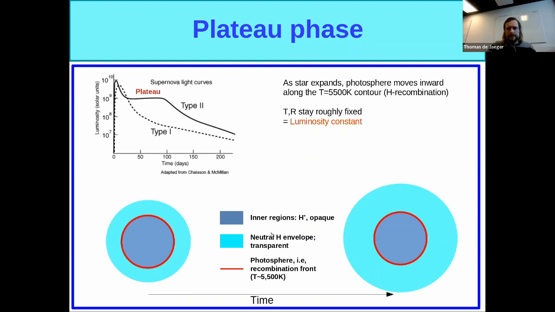So as the star expands, with time, the photosphere will move inward and will always be at the same temperature, and the radius will also remain more or less constant. So the luminosity will remain constant. So you are in a case of constant luminosity here, and then you have a decrease because it starts to cool, and when we reach the temperature of around 5,000 Kelvin, when the atoms start to recombine, we will see a plateau phase until the drop and the radioactive tail.